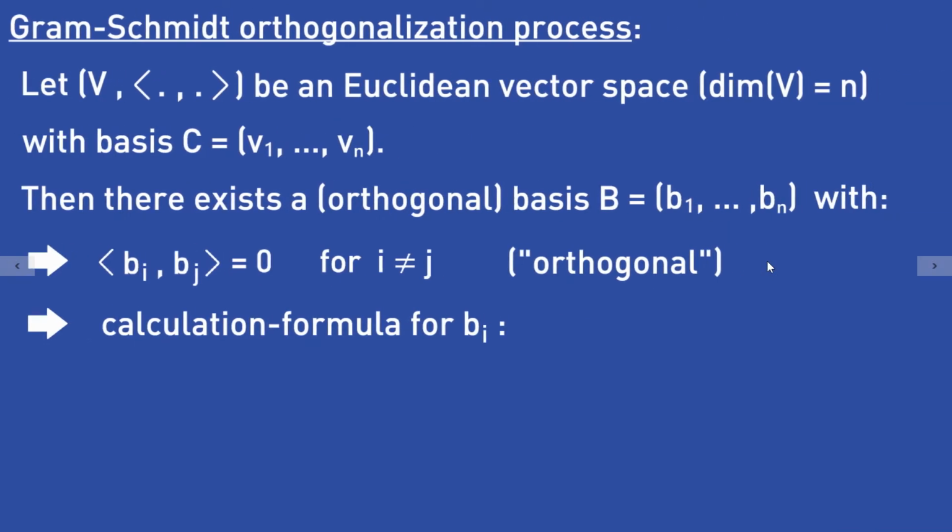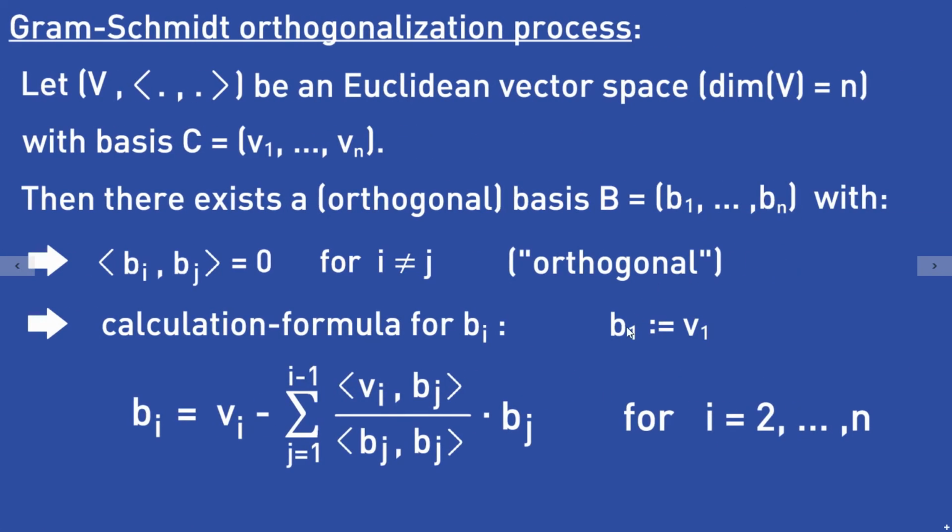You can use a formula to find the vectors bi in the orthogonal basis B. So we set b1 as v1, which is the first vector in the basis C. Then that here is the calculation formula for bi. bi is equal to vi minus the sum from j = 1 to i - 1 of the scalar product of vi with bj divided by the scalar product of bj with bj times bj, for i = 2 to n.